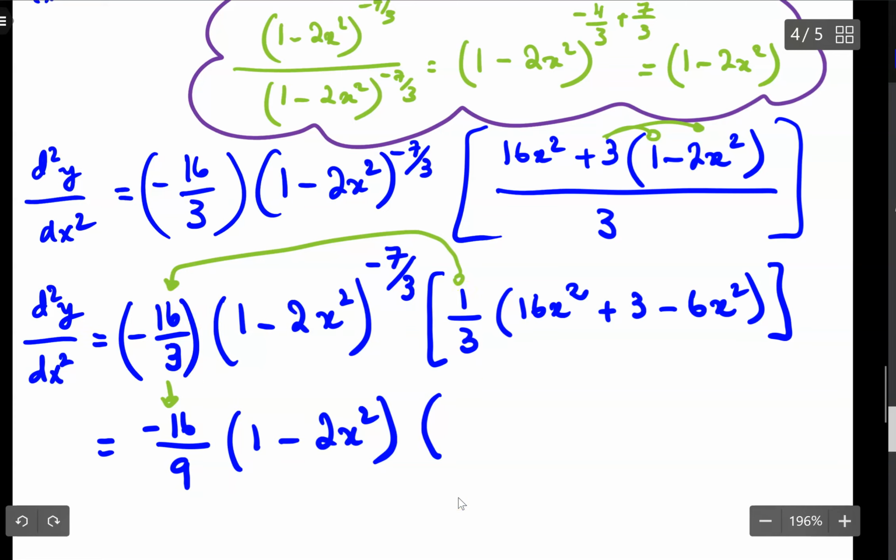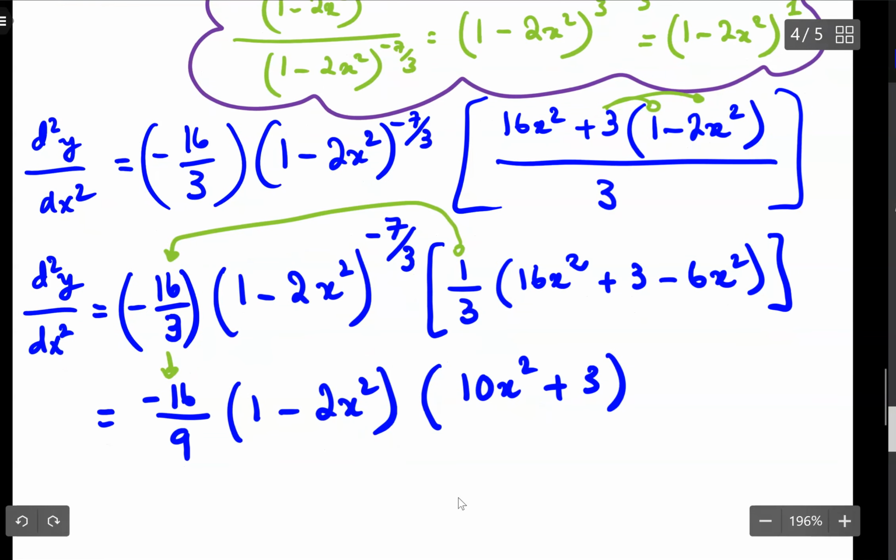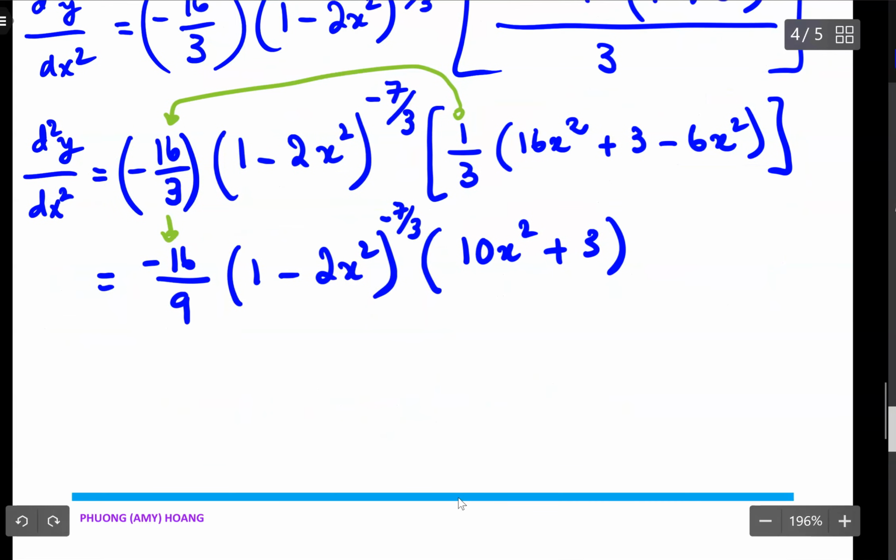Okay, simplify what I have in this bracket. I should have 10x squared plus 3. Okay, so this is the exponent negative 7 over 3. I don't want to forget that.